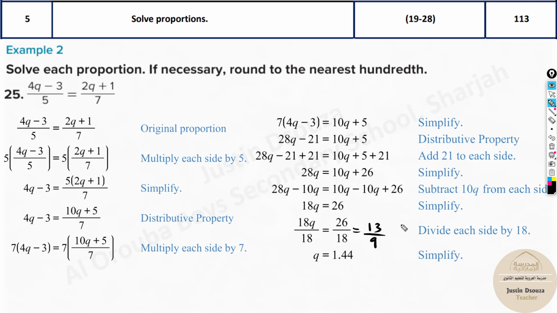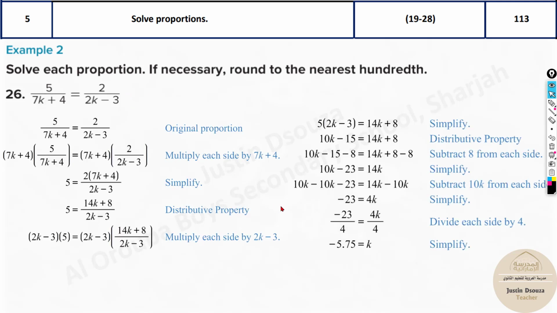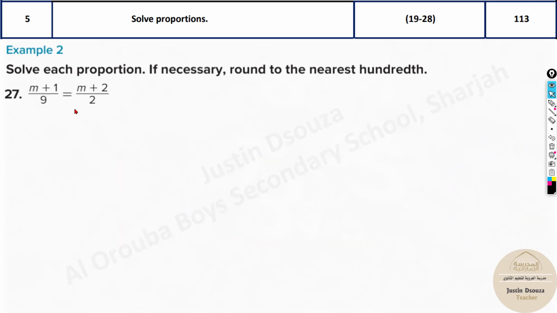13 by 9 is 1.44. So that's why this is the answer. And here as well, all the problems are very simple and easy. So I hope you can do it by yourselves. Try solving all the problems, okay? That's the answer. This is also again easy.